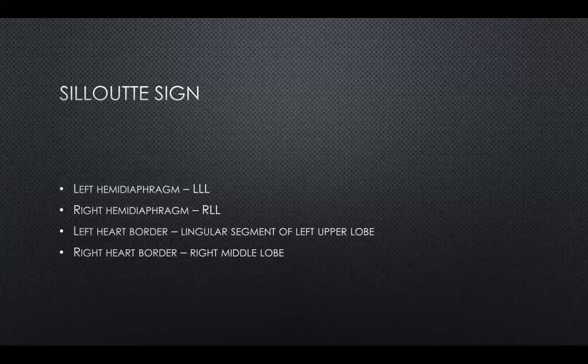If the left heart border is obscured and you can't see that crisp line of the left heart border, then the consolidation is within the lingular segment of the left upper lobe. Just because you have to think about the lungs being a 3D structure, and we're seeing it on a 2D image. And if you've got obscuration of the right heart border, then that's the right middle lobe.